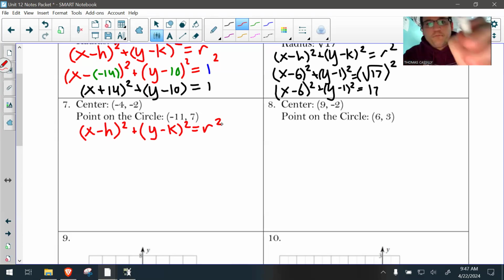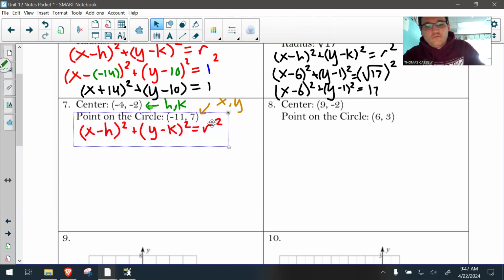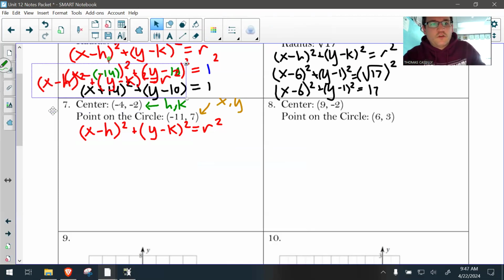All right, we know the center. This is h, k. We know the point on the circle. This is x, y. So plug in everything we know. We do not know the radius. That's what we're trying to figure out. So here's what I'm doing. I'm just going to copy and paste this down, and then we're just going to plug in everything.